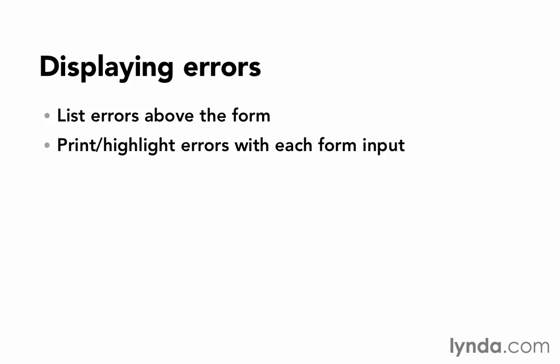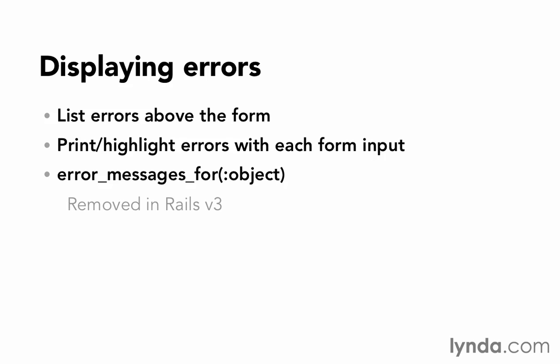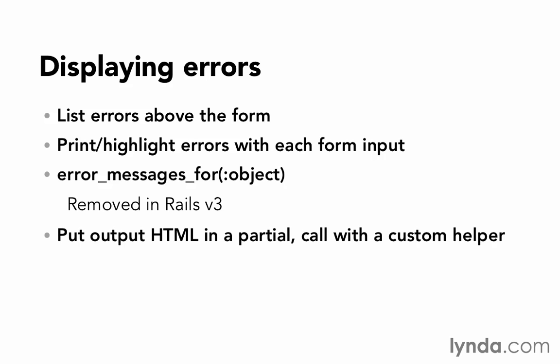Rails used to have a helper for displaying error messages above the form as well. It was called error_messages_for. The problem was that it output a large section of HTML, and there was no way to customize that HTML. In Rails version 3, it was removed. But we can and should write our own version of that as a replacement. We'll put it in a partial, and then we'll write a custom helper method to render that partial and display the errors on each of our forms.